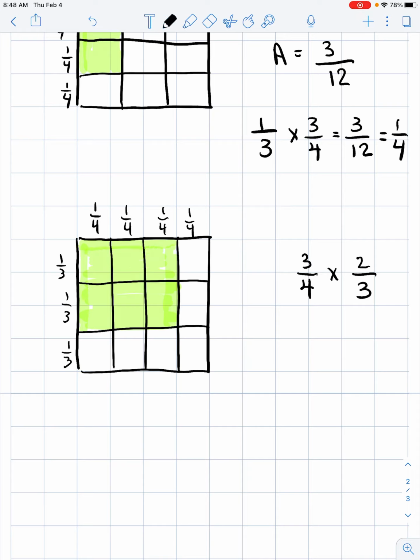And what do I have? I have 3/4 times 2/3 is equal to, we have 6 shaded pieces out of a total of 4, 8, 12 again. And that is equal to 1/2. And that's how we use area models to represent multiplying fractions.